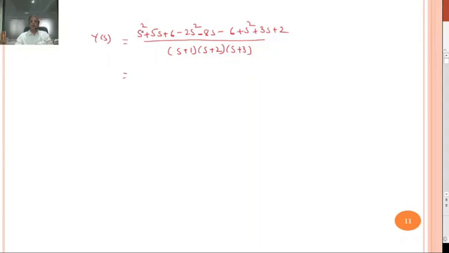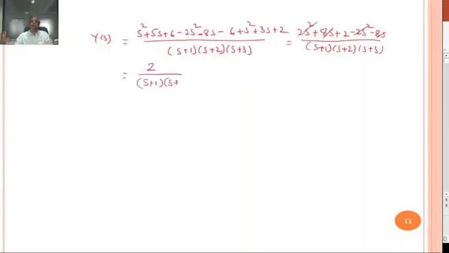Now this s square and this s square become 2s square; plus 5s, 3s means this is 8s, and this is 6 minus 6, 0, this plus 2, then this minus 2s square and minus 8s, divided by s plus 1, s plus 2, s plus 3. This will cancel out, and only in the numerator we are getting 2, divided by s plus 1, s plus 2, s plus 3. This is Y of s.